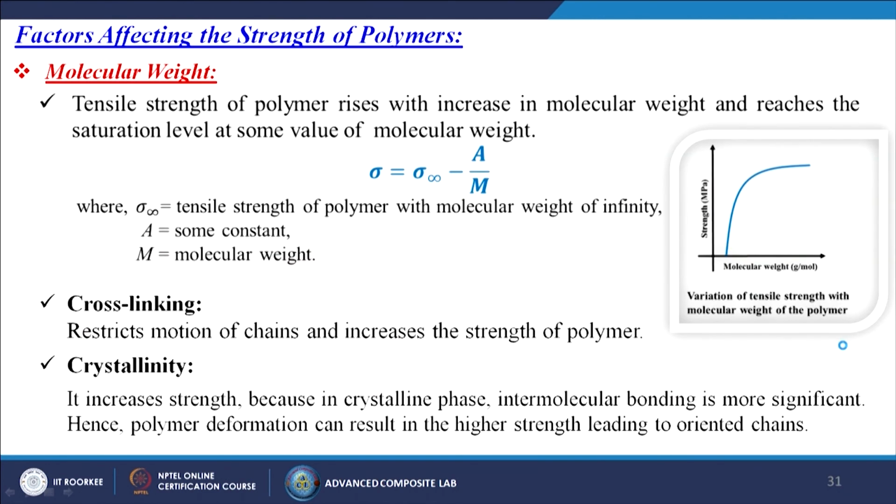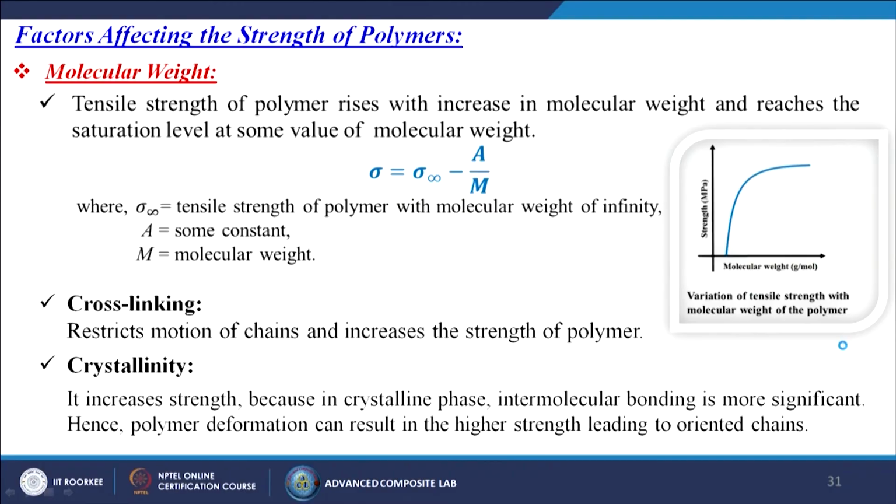What are the factors affecting the strength of polymers? First is the molecular weight, where tensile strength plays a vital role. The tensile strength of a polymer rises with increase in molecular weight and reaches a saturation level at some value of the molecular weight. Generally, sigma equals sigma infinity minus A by M, where sigma infinity is the tensile strength of the polymer with molecular weight of infinity, A is some constant, and capital M is the molecular weight of that particular polymer.